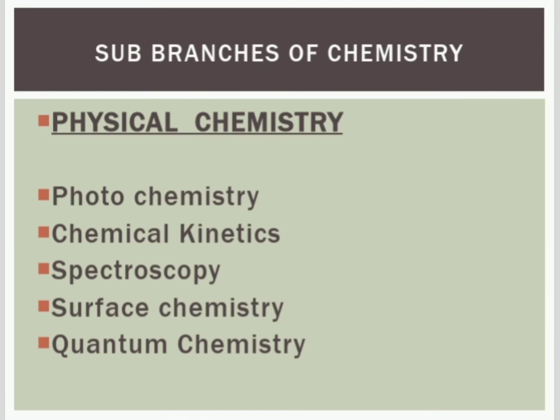Physical chemistry. Its sub-branches are photochemistry, which from the name studies the chemical changes initiated by light rays. Chemical kinetics studies the rates, dynamism, and mechanism of reactions. Spectroscopy studies the effect of electromagnetic rays on matter, since each matter has a unique response to electromagnetic waves. Surface chemistry studies the reactions that happen on surfaces of substances like chromatography, colloid formation, catalysis, and adsorption. Lastly is quantum chemistry. This uses a mathematical approach to describe motion and interaction of subatomic particles.